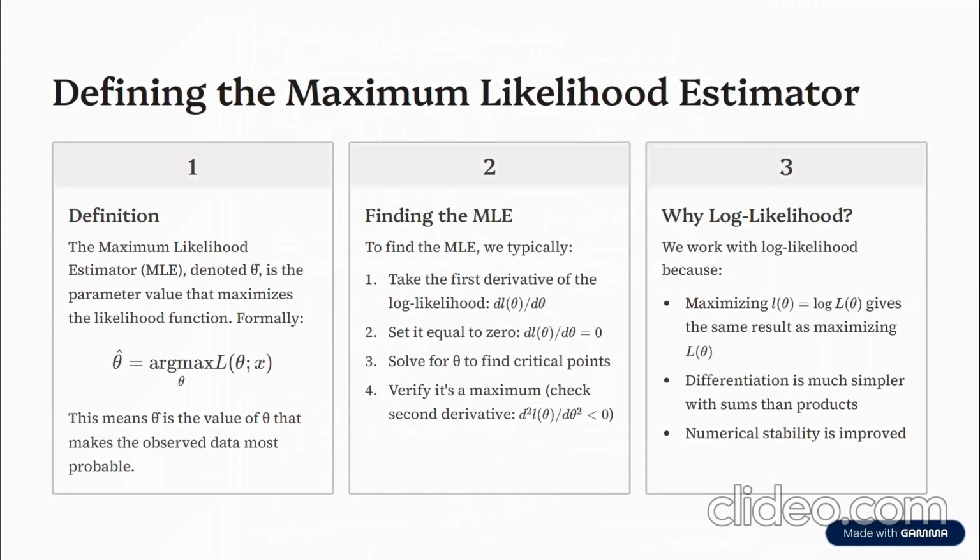The maximum likelihood estimator is essentially a strategy for making an educated guess about our data. We are looking for the specific parameter value that makes our observed data most likely to occur. Think of it as tuning a dial until the model best fits what we have actually seen. By finding this best fit value, we maximize the probability that our theoretical model matches our real world observations.